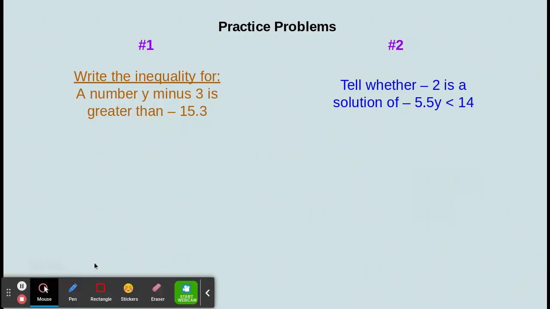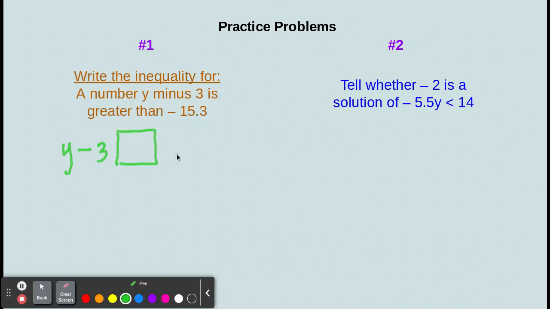Okay, now that you've had time to do those practice problems, let me kind of give you some hints about them. Okay, for the first one, write the inequality for a number y minus 3 is greater than negative 15.3. So a number y minus 3 is greater than negative 15.3. So what symbol goes in there? Is greater than.